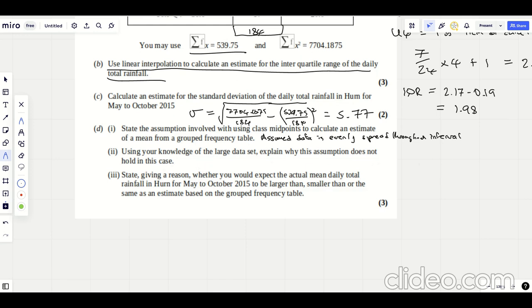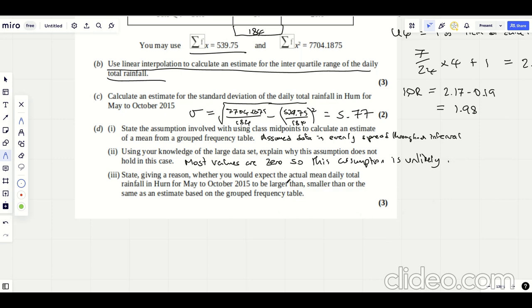Okay, using your knowledge of the large data set, explain why this assumption does not hold in this case. Well, I mean, this is really unfair, I think, but if you know that column well, most of the values are 0 or trace. So this assumption is unlikely. That's harsh, though. That's where I genuinely feel for you on the large data set questions.